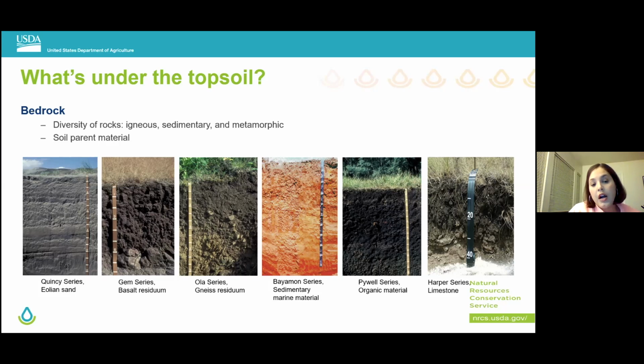And that is made of sedimentary marine materials. And right in the next picture, we have the Pywell series, which is made of organic materials. And the last one is the Harper series, and I took that picture in Texas. That soil's primary material is limestone. So right here, we have a good example of how different primary materials are creating soils: igneous rocks, metamorphic rocks, and sedimentary rocks. So what is under the topsoil? You guys see, we have a lot of stuff down there. It's not just the soil for gardening. It's something else.